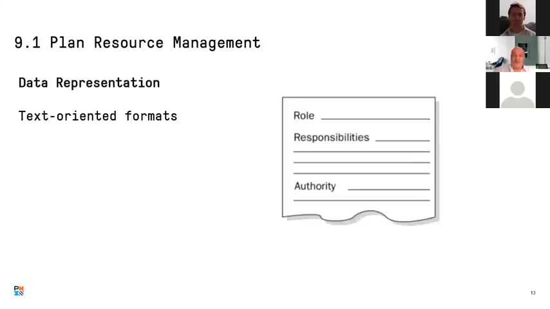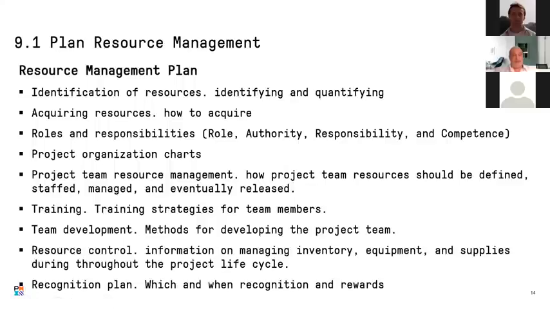Another data representation is a text-oriented format. Most of us have in our jobs something called a job description. It is like a job description, but here it is more about the roles, responsibility, and authority in a simple form. Even if the company does not provide this, we are going to have it for our team to make sure that everyone knows the responsibilities and authorities of each person in this project. Of course, this template can be found in the OPA, the organizational process assets.